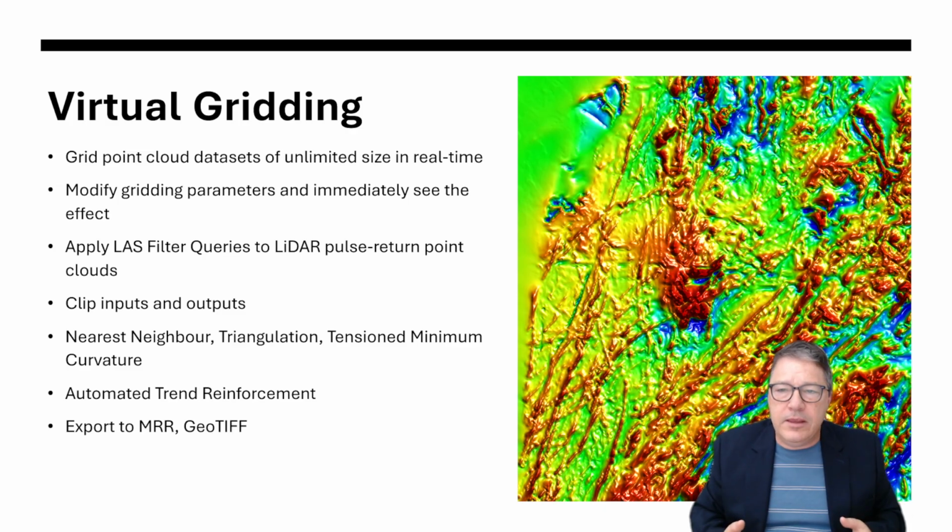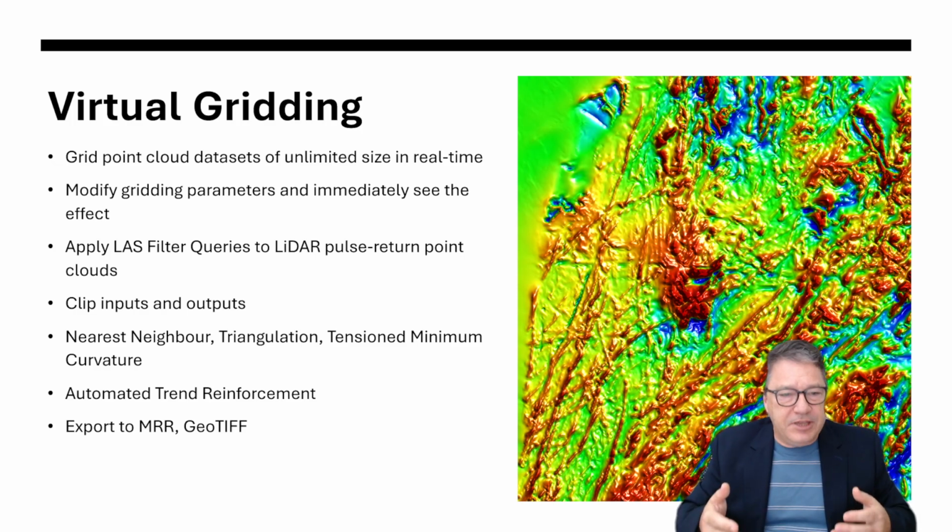And we have three gridding methods. So the first is nearest neighbor, the second is a Delaunay triangulation, and the third is a tensioned minimum curvature. This is the first time you've been able to use tension minimum curvature on LiDAR data.